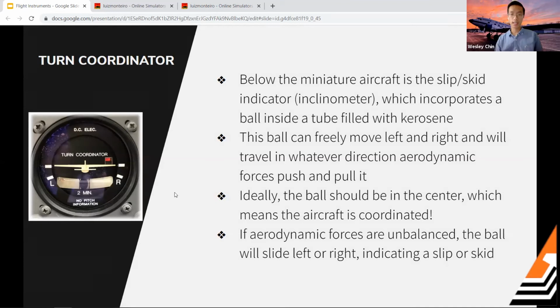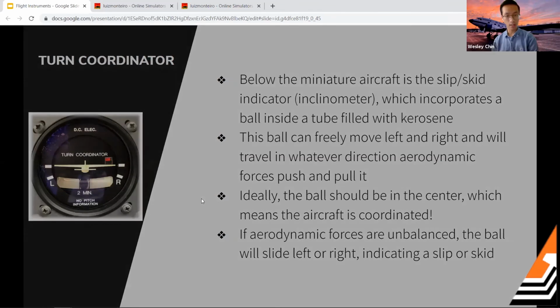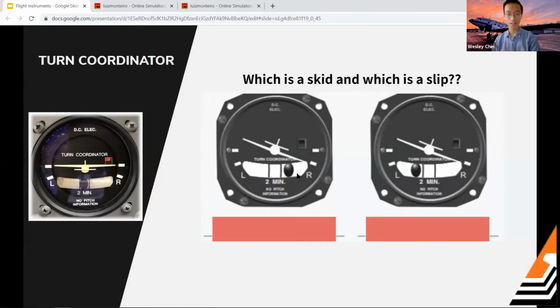All it is, you've got a tube that's filled with kerosene and there's a ball in it. And this ball just freely moves left and right in response to whatever the aerodynamic forces push and pull it. Ideally, when you're flying, you want the ball to be in the center, which means that your airplane is coordinated. But if the forces are unbalanced, the ball will slide left or right, which will indicate either a slip or a skid.